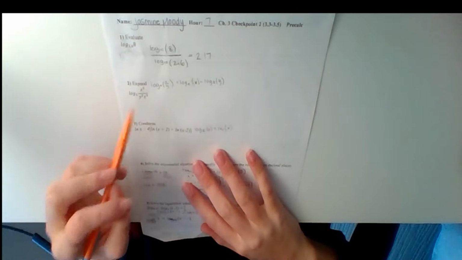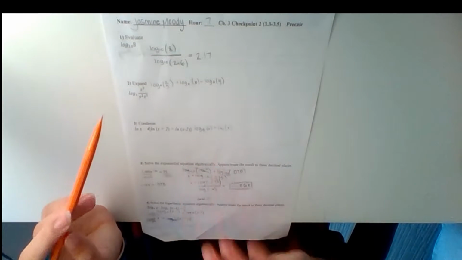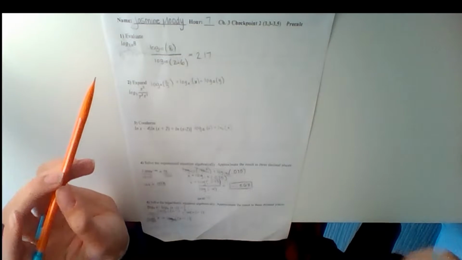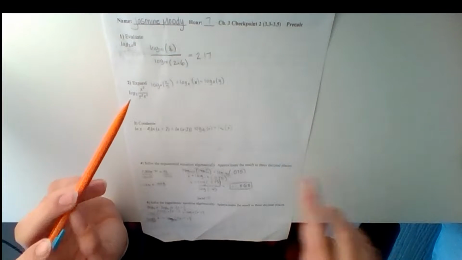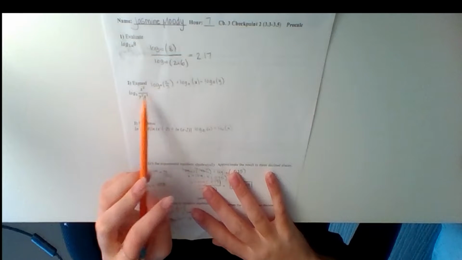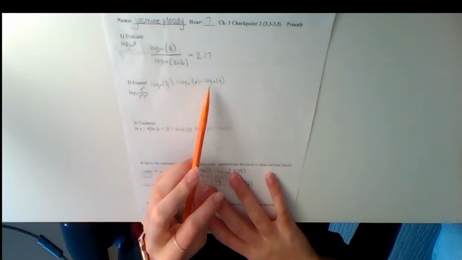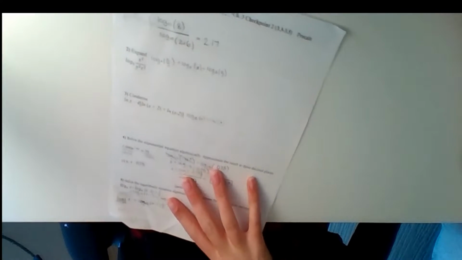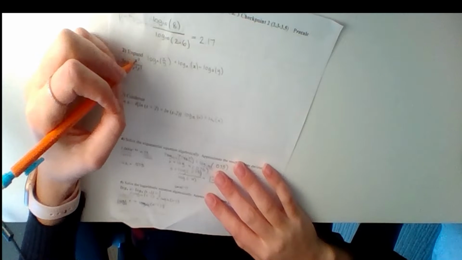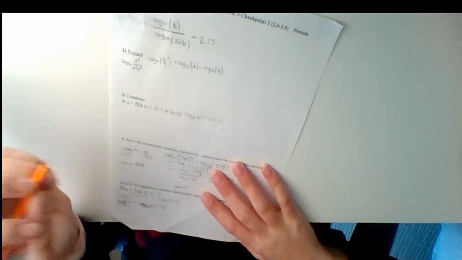Next, we have expanding logs. And there are a bunch of rules for logarithms, like there's rules for adding them, subtracting them, multiplying them, dividing them. So this is for dividing them. It's log base a of x over y, which is what we have, division, equals log base a of x minus log base a of y. So what we have here is log base 5 of x squared over y squared, z cubed.